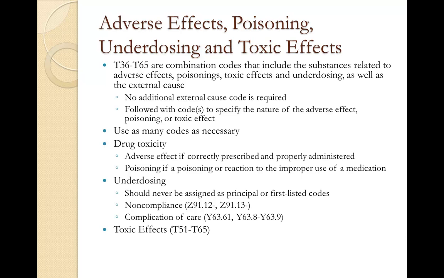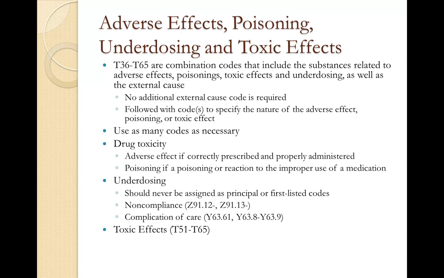So a big change in 10 is we actually have a single combination code that includes the substance and the external cause. Those of you familiar with 9, we used to have to get a poisoning code, then we get our manifestation code, then we get an E code, or with an adverse effect we'd get our manifestation and we get an E code. Now it's combined together, the E code with the intent. So it's poisoning along with the cause or adverse effect along with the cause. So that's kind of nice. We have those combined together, so you don't need any sort of separate external cause code for these.